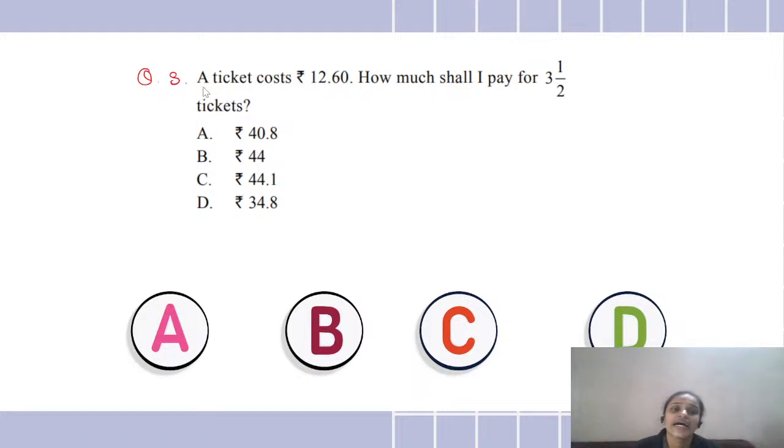Question number 8 reads, a ticket costs rupees 12.60. How much shall I pay for 3.5 tickets? How much will I pay for 3.5 tickets? What will be the cost of 3.5 tickets?